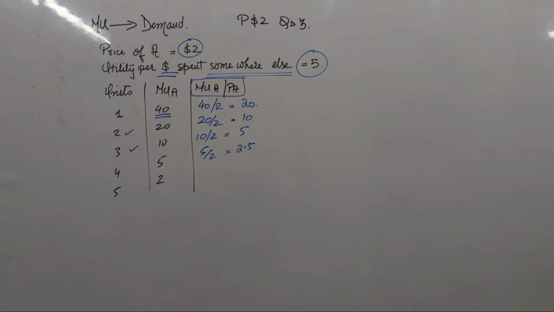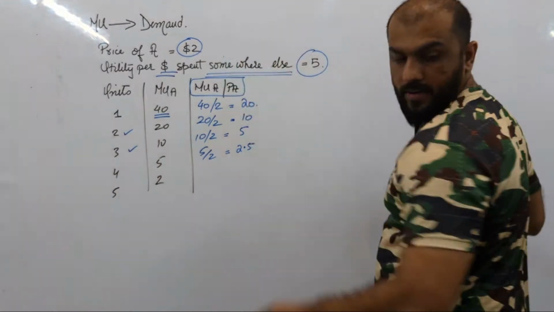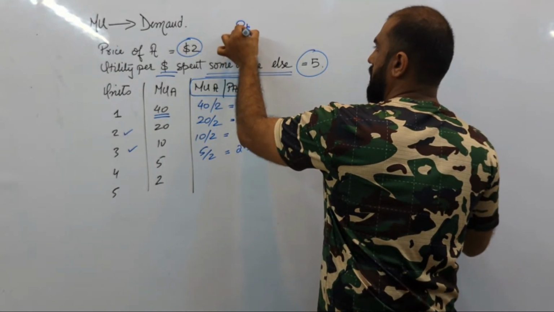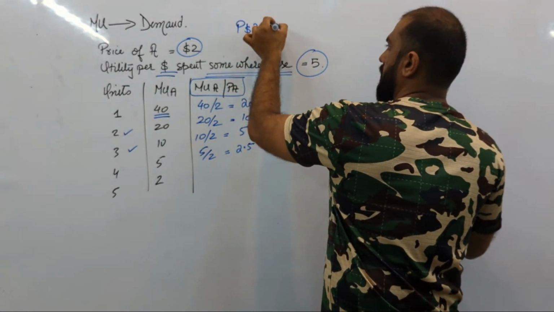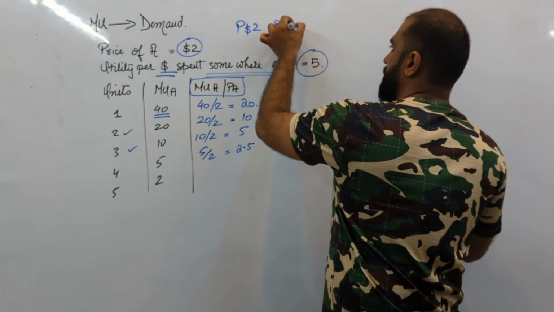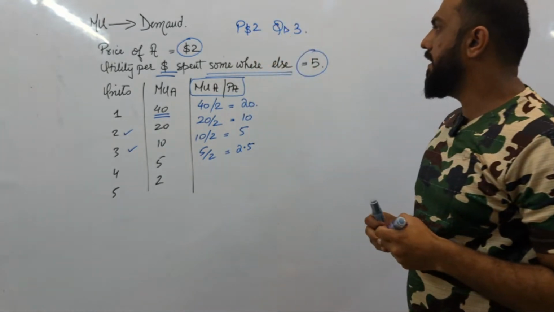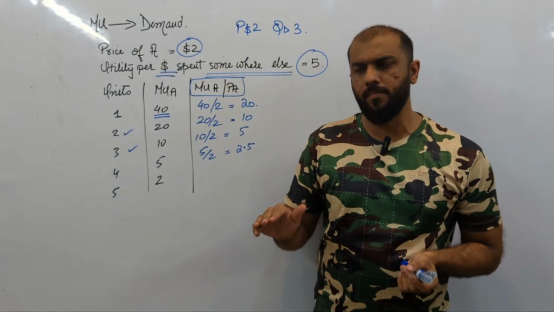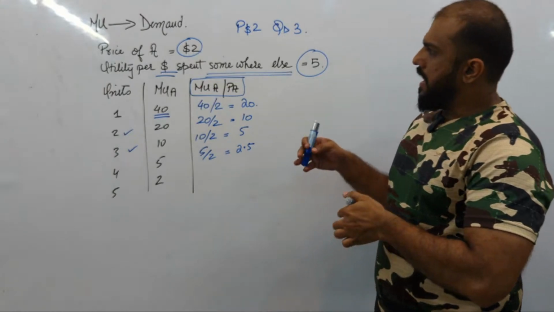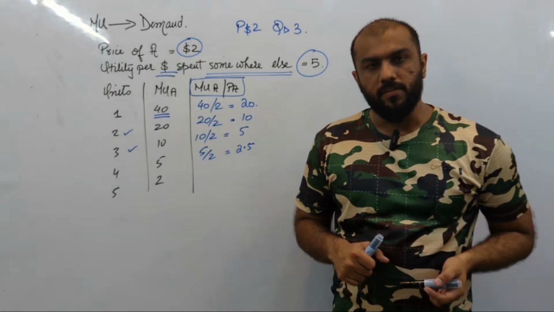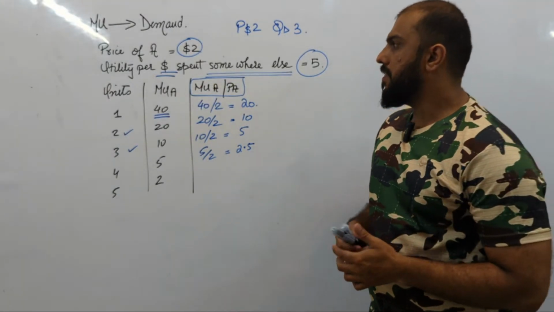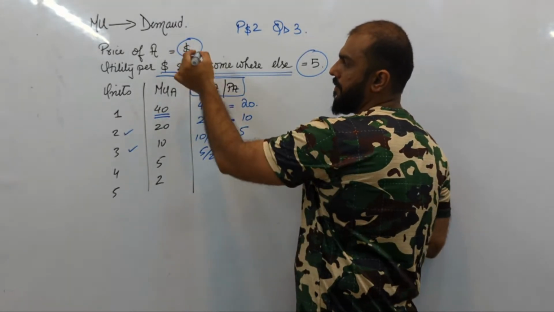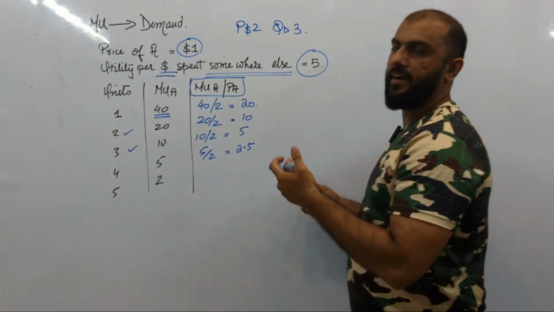Okay, so I need to write it. Price $2, quantity demanded 3 units. All right. Now, because I need to link it to the demand curve, I need to change the prices. So let's say the price of A is now $1. How would this entire data change?